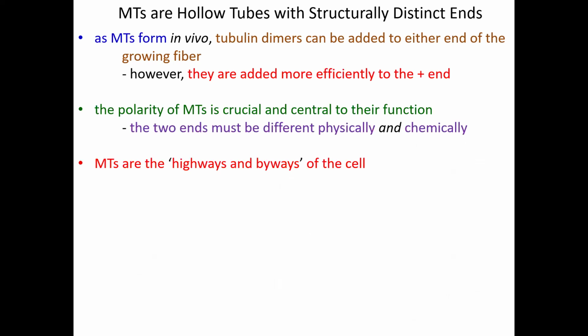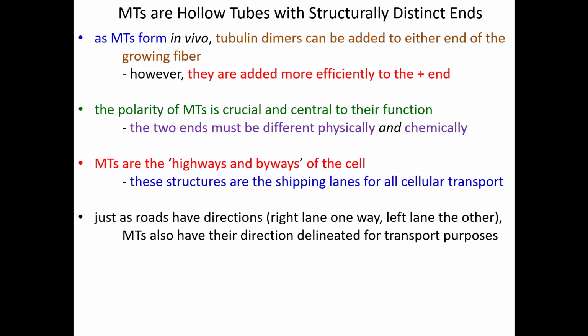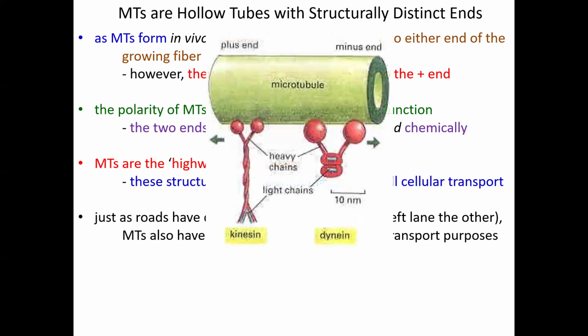And for proteins to walk along these microtubules and deliver cargo, those proteins need to know in which direction they're moving. Just like roads have directions, the right lane is heading in one direction, maybe south, which means the left lane is heading in the other direction, maybe north. And you need to know what end of the road you're on so you know what direction you're going in as you drive along it. Same is true for microtubules. Having two different ends allows these walking proteins to walk their cargo in the right direction.